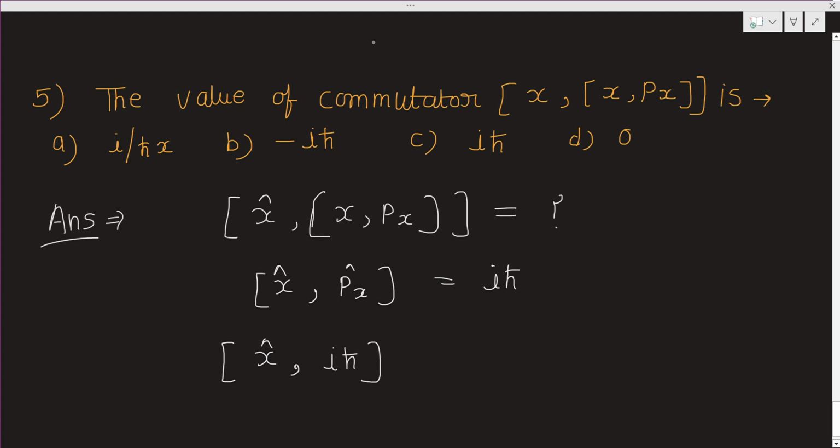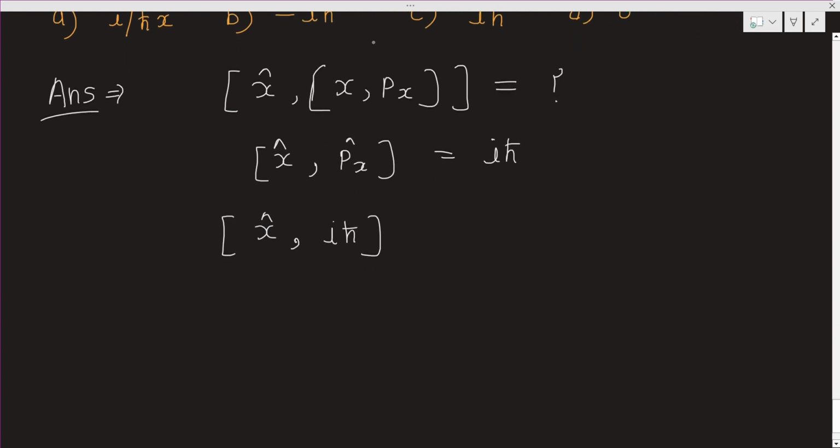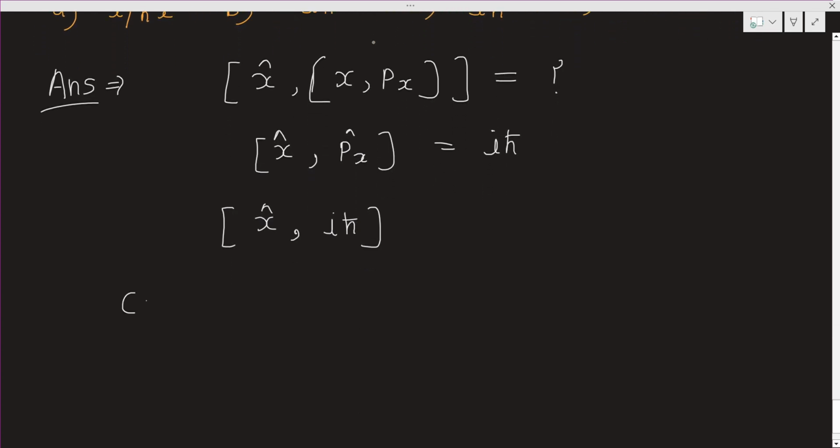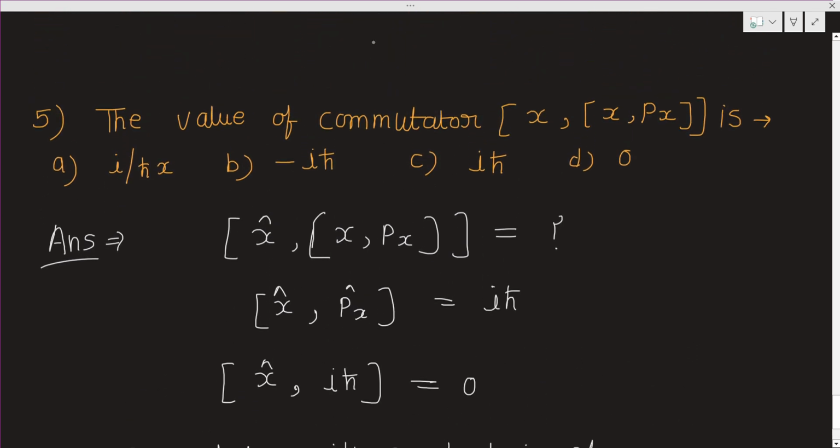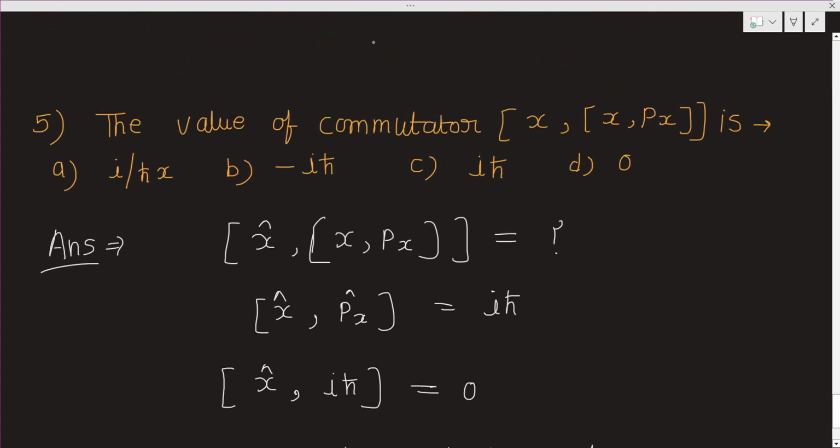Now you have to find out. And one thing you should know, that the commutator of anything with a constant value is always 0. Okay, this I have told you. So this will be equal to 0. This commutator that you have been asked, you can find out in just two lines. So without any time wastage, you can find out that your answer is 0.